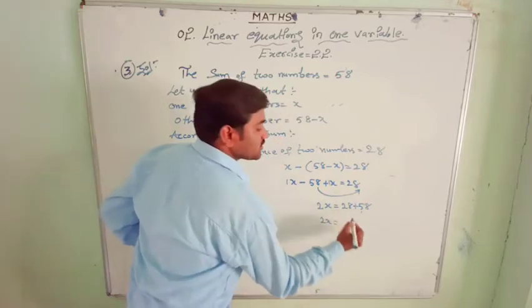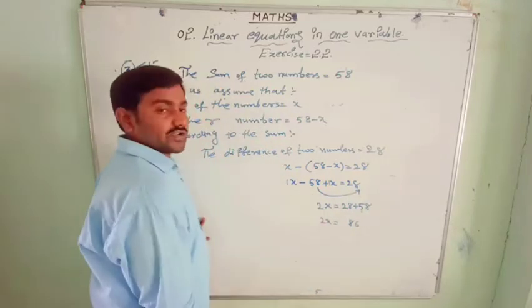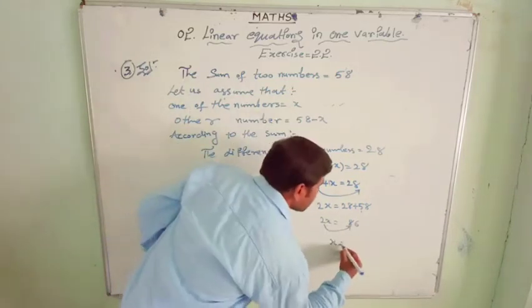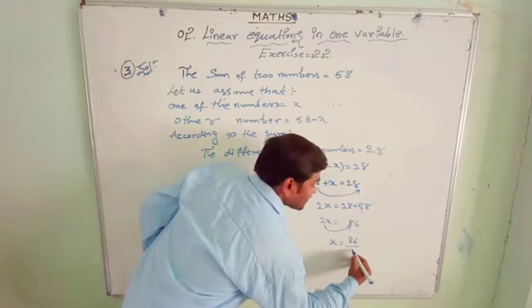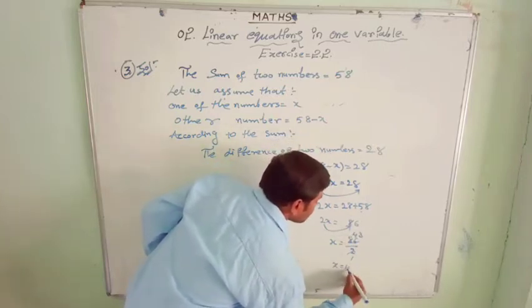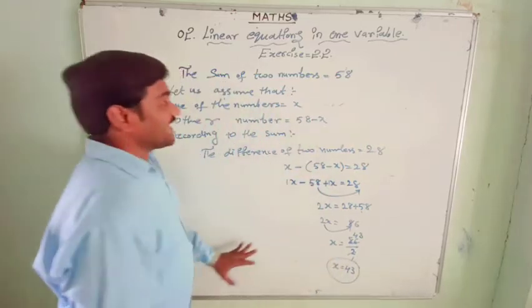Then 2x equal to 86. 8 plus 6 is 14, carry 1, plus 2 is 8, so you will get 86. This 2 is multiplying x, so it will transfer to the other side as division. It will be 86 by 2. 2 ones are 2, 2 forty-threes are 86. So x equal to 43.